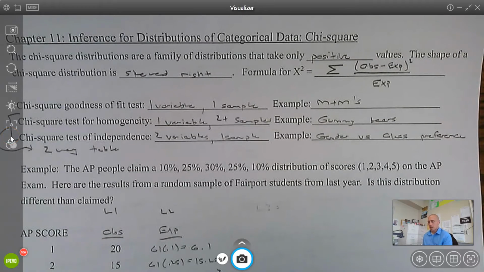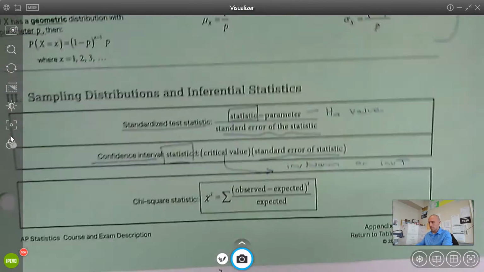Chi-squared distributions, chapter 11. Here we go. These distributions are different than the z and the t distribution in that they only take on positive values and the shape is skewed to the right. The formula for the test statistic, or calculating that chi-squared value, is on your formula sheet.